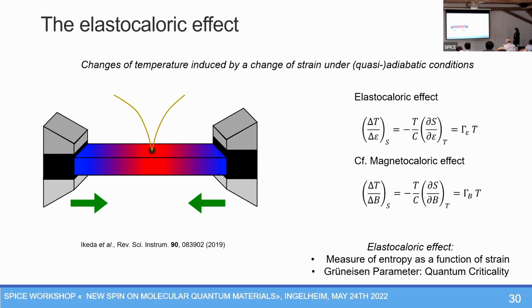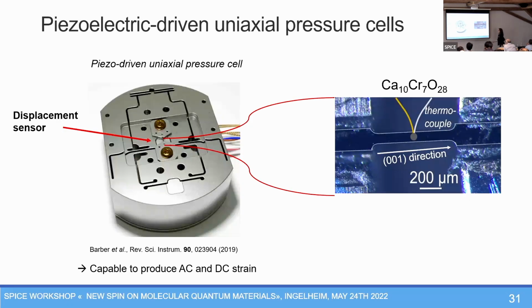Now, to do that experimentally, this was pioneered by Matthias Ikeda in Ian Fisher's group in 2019. He came up with the idea to use AC strain to measure an AC temperature modulation that you induce by this AC strain. And since it's an AC technique, you can do that very sensitively. Now, you need a device that allows you to apply an AC strain. For that, we typically use piezo-driven uniaxial pressure cells. Those pressure cells were invented and made to perfection by Clifford Hicks in Dresden, but are now even commercially available through the company Razorbill.